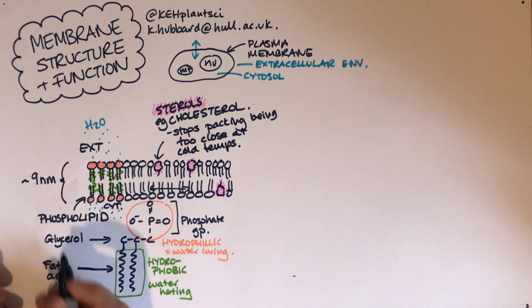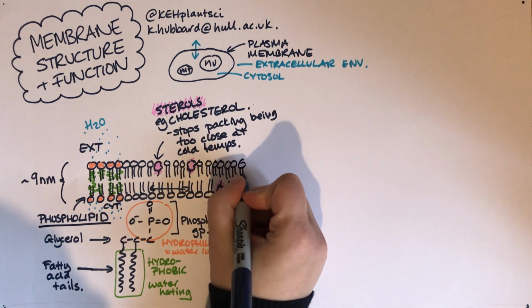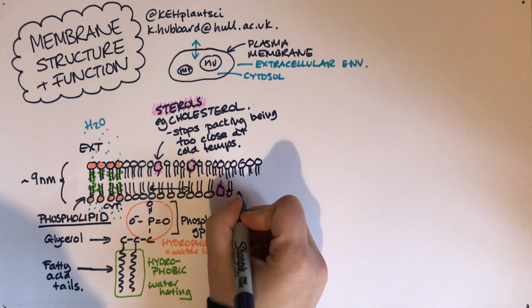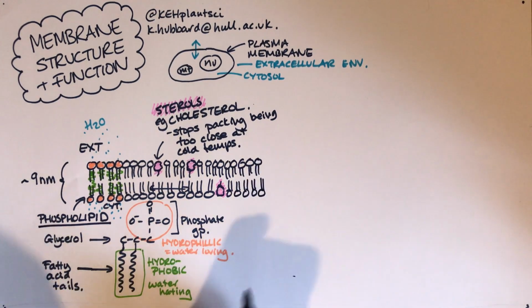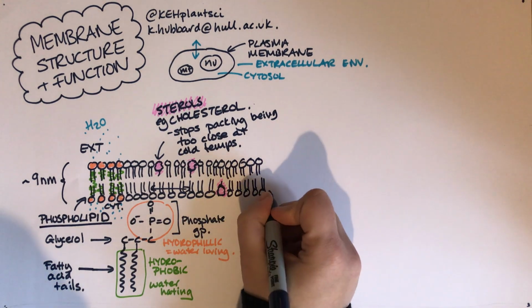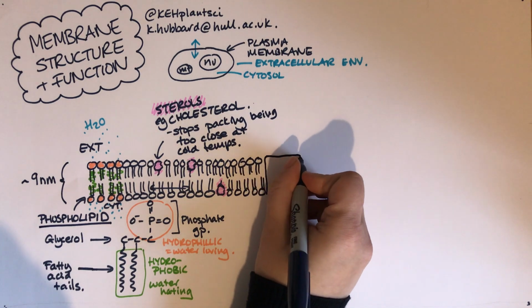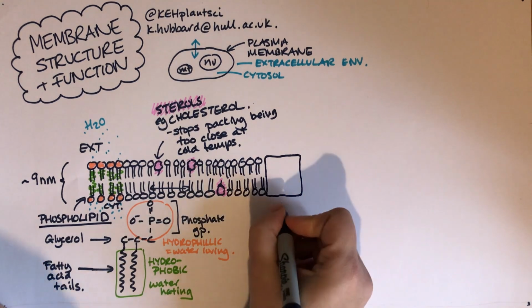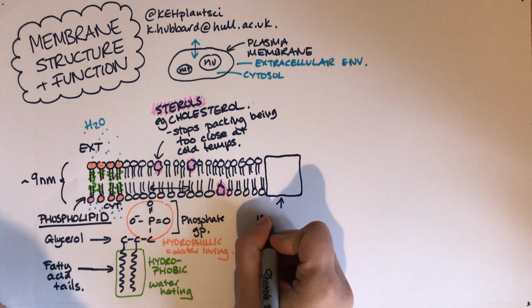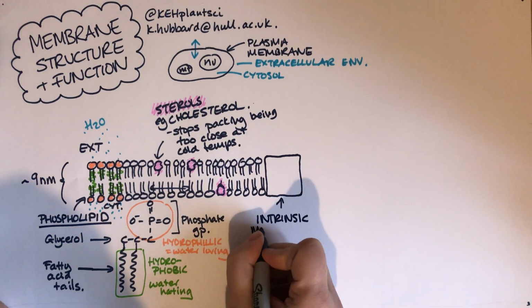So we've got phospholipids and we've got sterols. Then we've got some other components in there as well, because we also have proteins. So we have some proteins that are embedded in the membrane. So we stop having lipids for a little while and we've got what we call an intrinsic membrane protein.